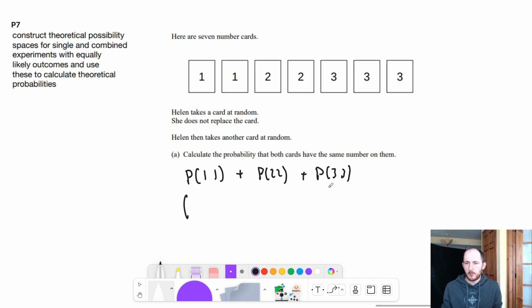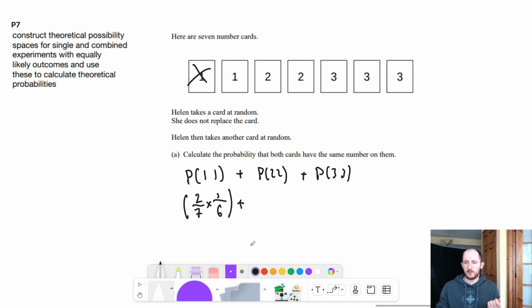So what's the probability of getting a 1 straight away? Well, there's 2 ones, right? And there's 1, 2, 3, 4, 5, 6, 7 cards in total. So it's 2 out of 7 to pick a 1 at first. Now she doesn't replace the card, so let's say she took this 1 here. Yeah? What's the probability of getting another 1? Well, there's only 1 one left. And there's 1, 2, 3, 4, 5, 6 cards left.